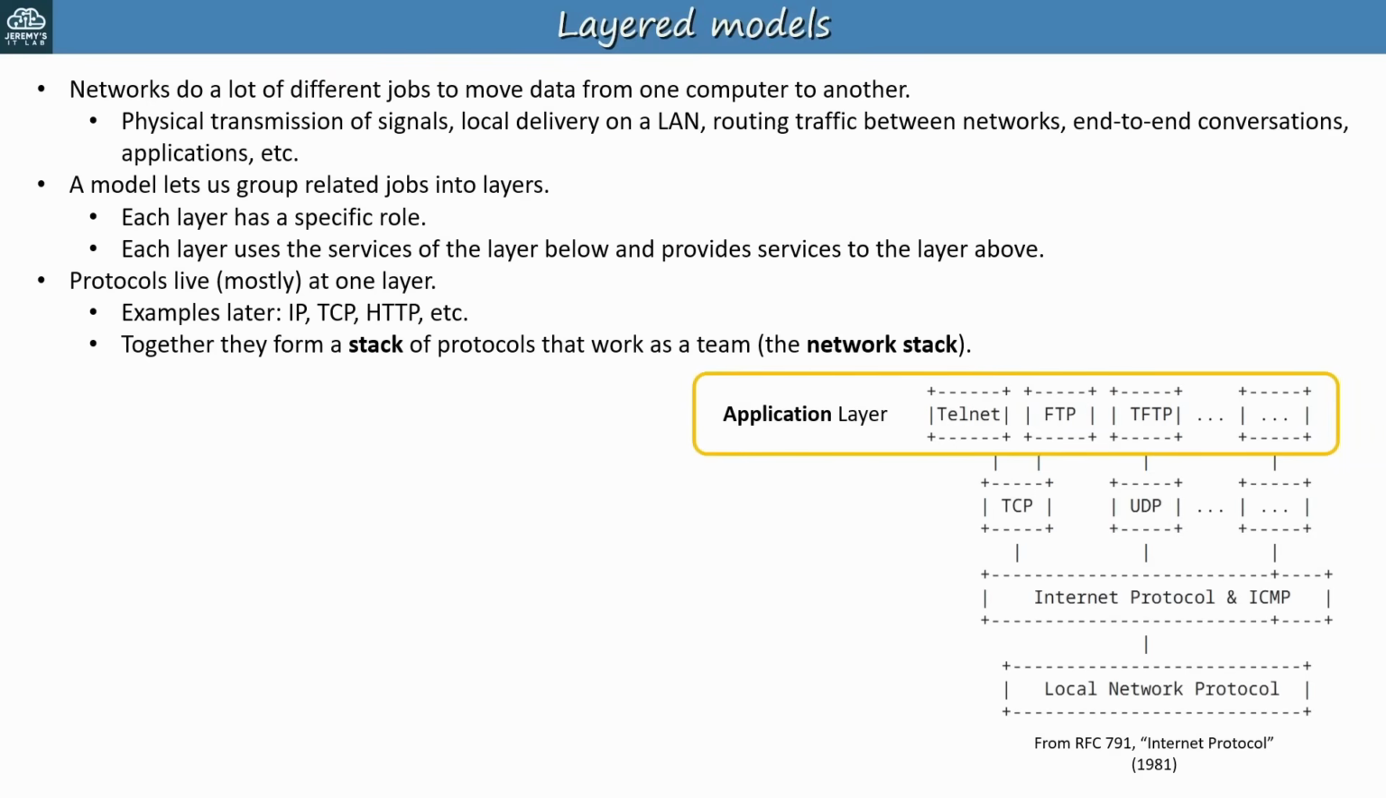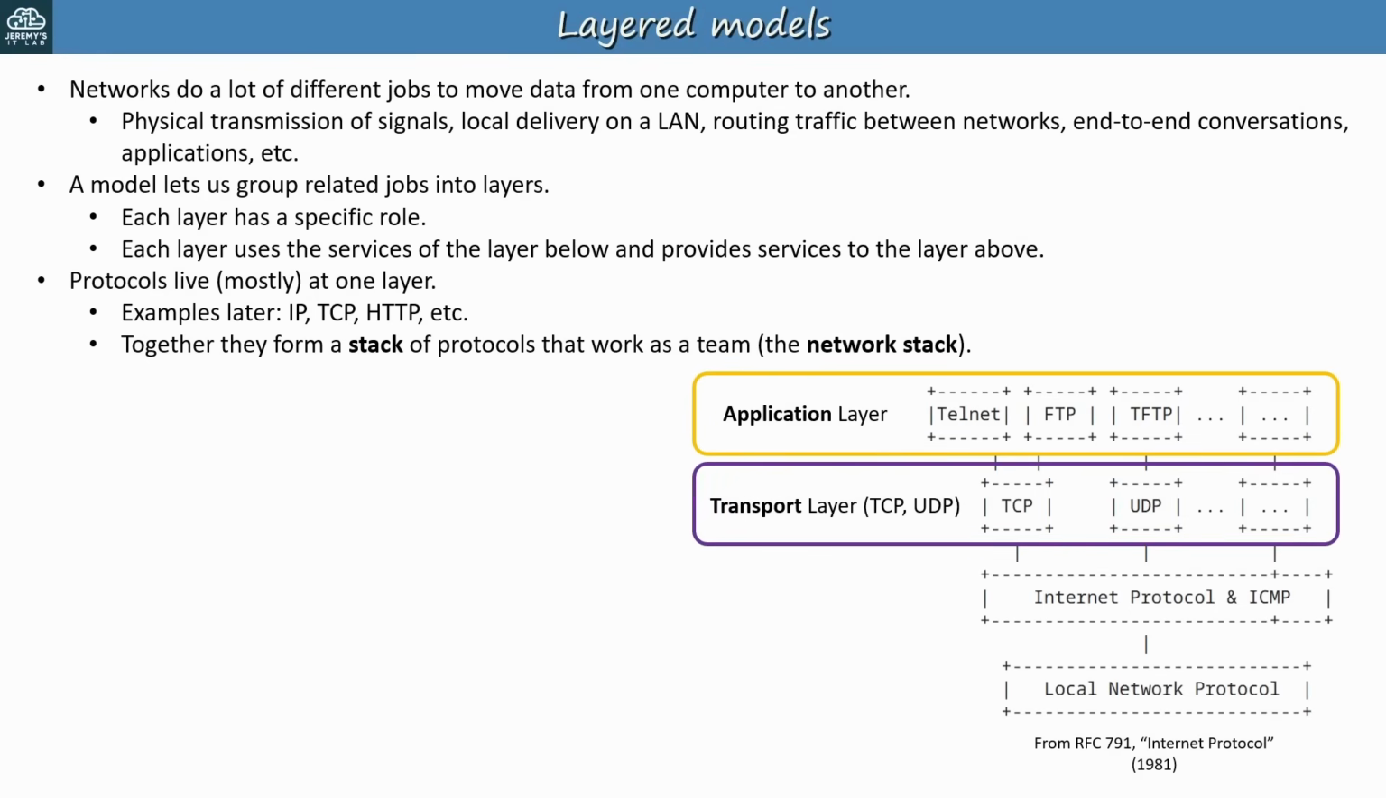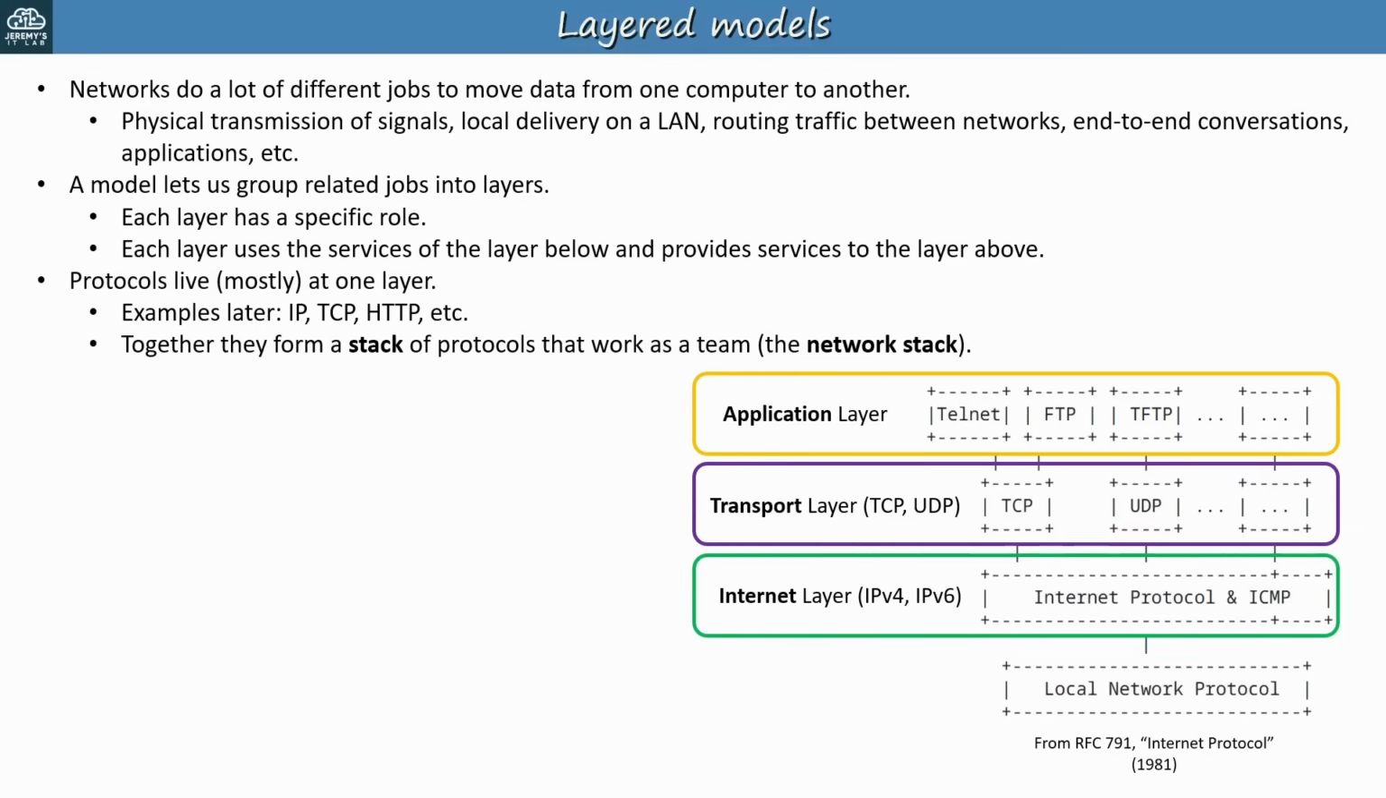At the top, we have the application layer, with protocols like Telnet, FTP, and TFTP. I won't define these protocols now, but they're all covered in this course. Then below it, we have the transport layer, with protocols like TCP and UDP. Below that is the internet layer. Here, internet doesn't just mean the internet, the public internet you're probably using to watch this video. It refers to an internetwork, multiple networks connected together. That's the real job of this layer.